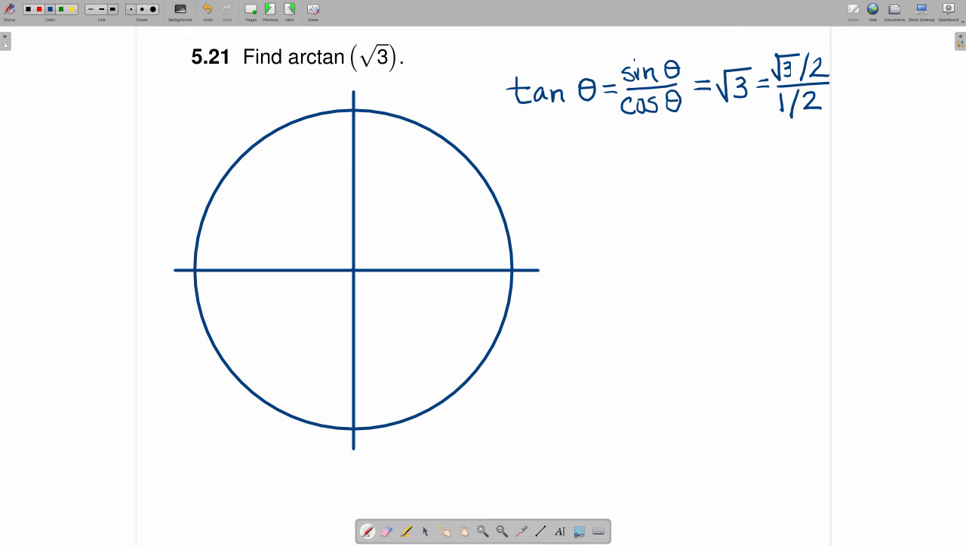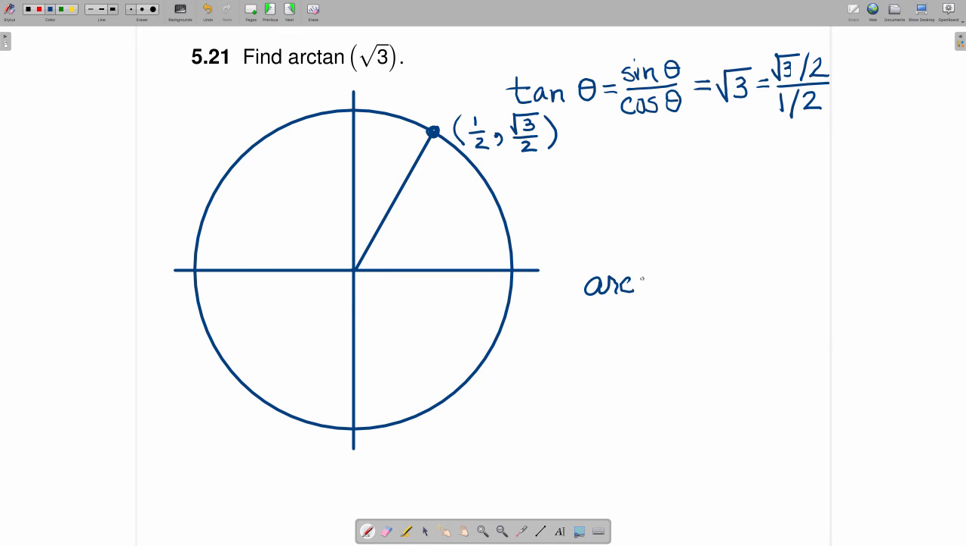So let me identify that point right here. That is the point 1/2, square root of 3 divided by 2. And so if we can figure out what this angle is right here, that will be the solution to our problem.